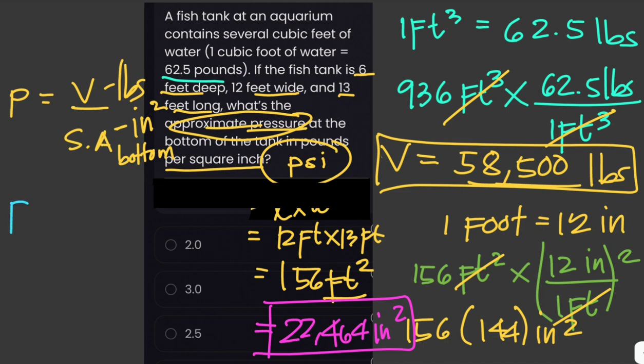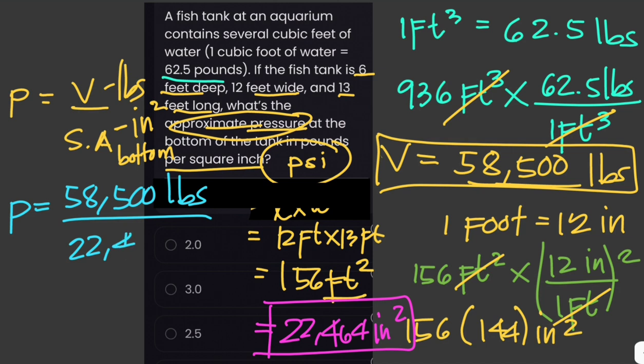Now the pressure is equal to the volume divided by the surface area of the bottom of the fish tank. The volume is 58,500 pounds, divided by 22,464 square inches, and this would give us an approximate answer of 2.6. So let's check the choices here.